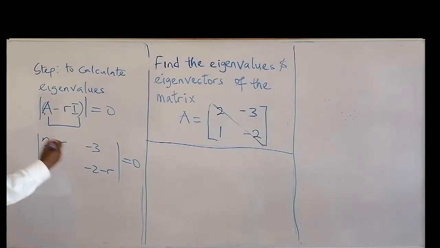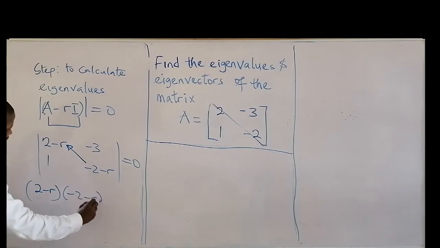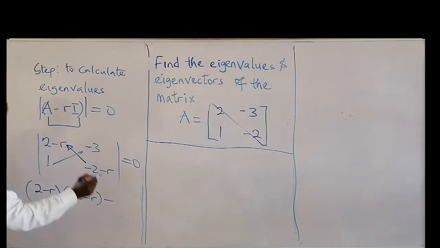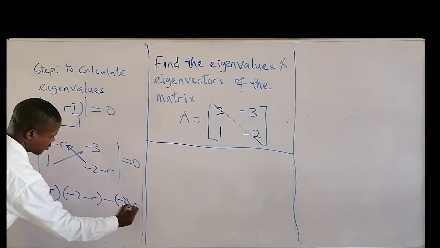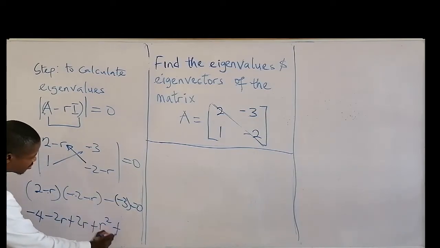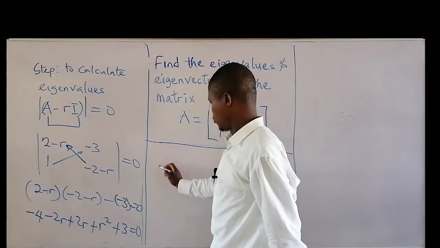Then the next thing to do is to do the evaluation for determinants so that we can get the eigenvalue. So this one times this one, that will be 2 minus r times minus 2 minus r, then minus this one times this one, that's minus 3, equal to 0. Then let's do the expansion: this one times this one, that's minus 4, this one times this one, minus 2r, this one times this one, that's plus 2r, then plus r squared, then plus 3. This will be equal to r squared.